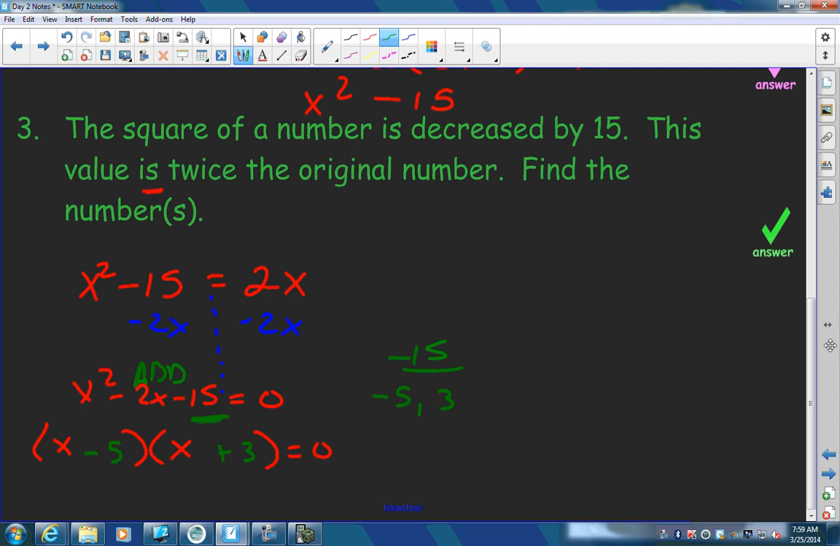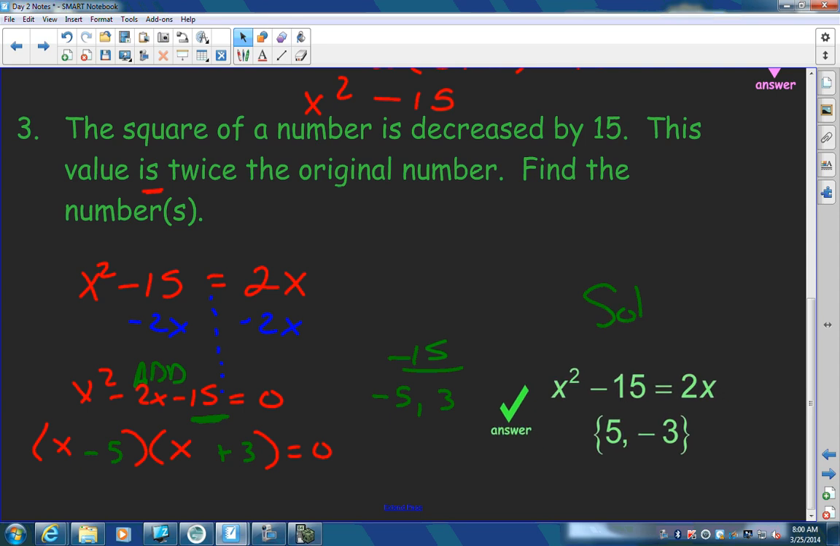My solution, I'll pull this out so you can see it. My solution should be positive 5 and negative 3. You can either factor it like this, or you can put x squared minus 2x minus 15 into the calculator, and look and see where your y's are 0. Kind of how we did up at the one above with 72.